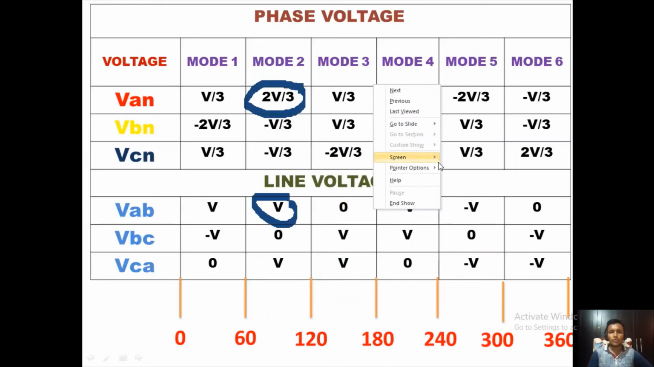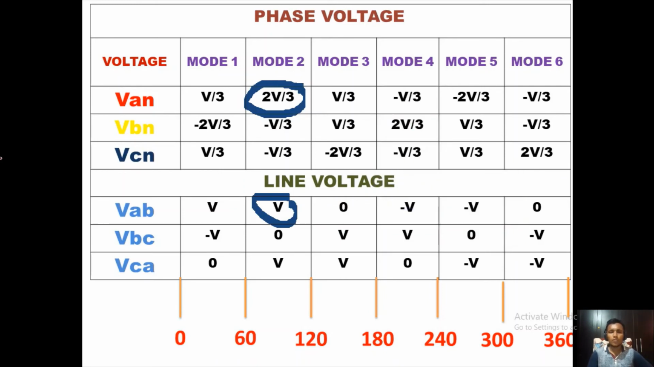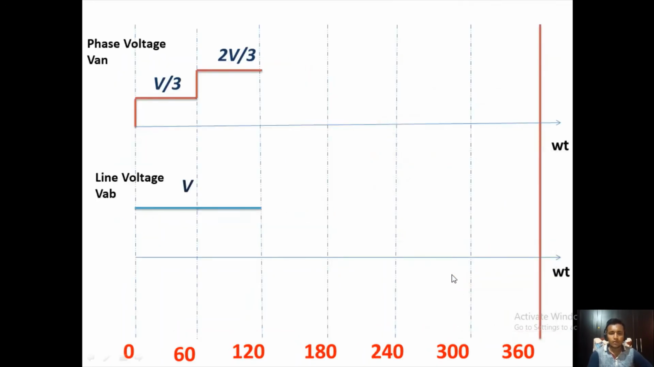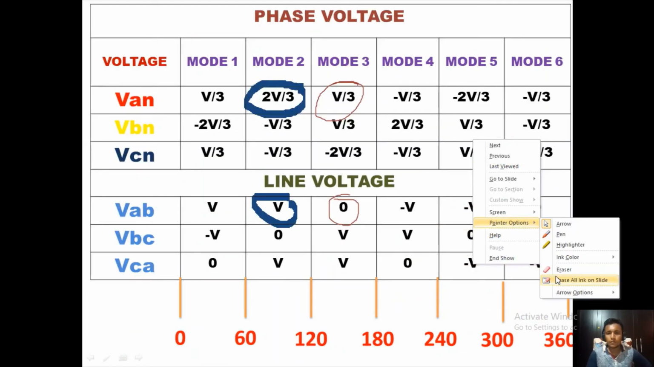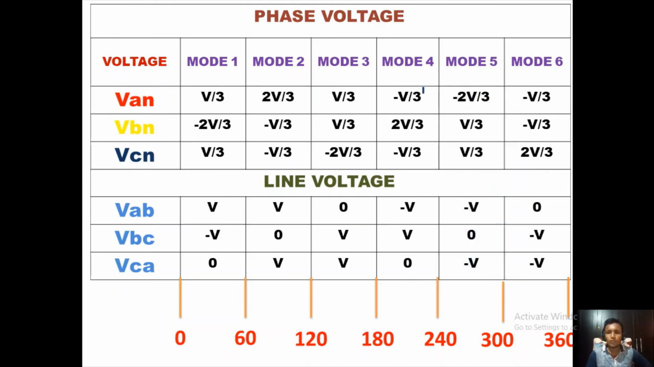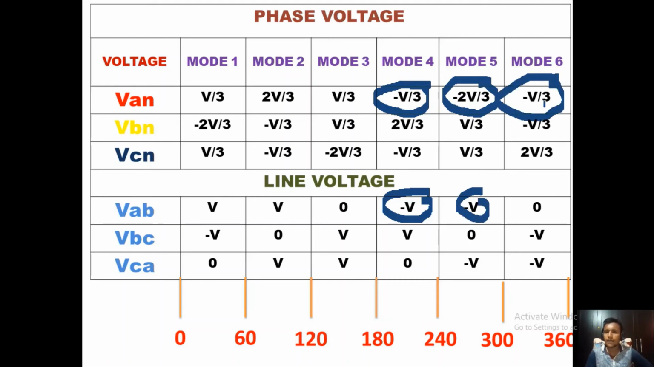In the third mode, VAN is equal to V by 3 and VAB is equal to 0. Similarly, we draw the waveform for mode 3, that is 120 to 180, V by 3 and the line voltage 0. So in modes 1, 2, 3 the waveform is like this. Now in mode 4, VAN is equal to minus V by 3 and the line voltage is minus V. Also remember that in mode 5, it is minus 2V by 3 and the VAB is minus V. And in mode 6 you can see minus V by 3 and here it is 0.